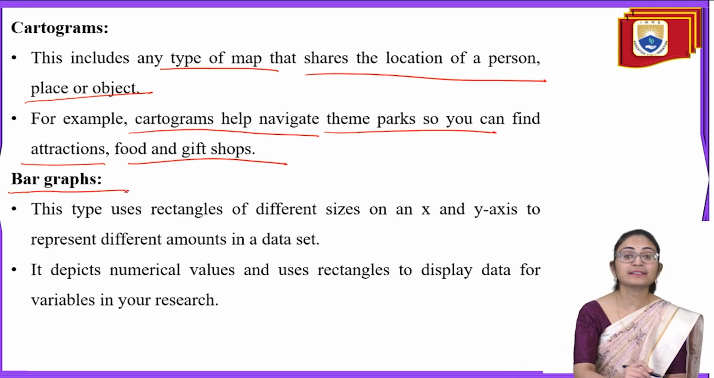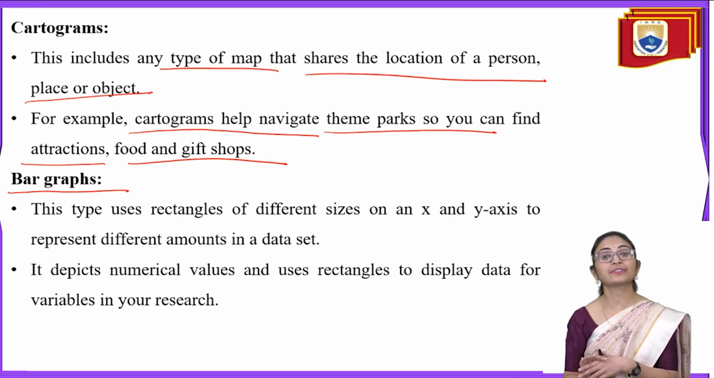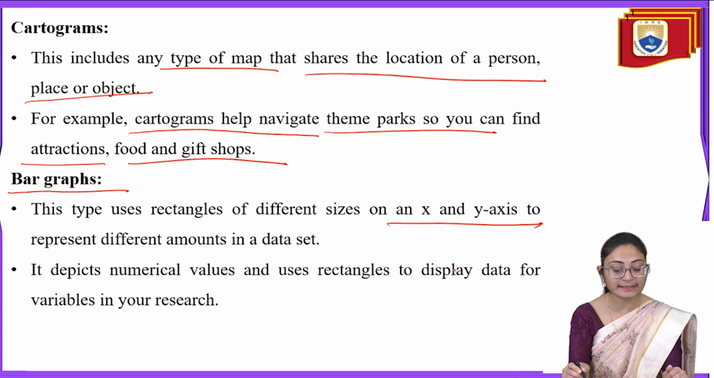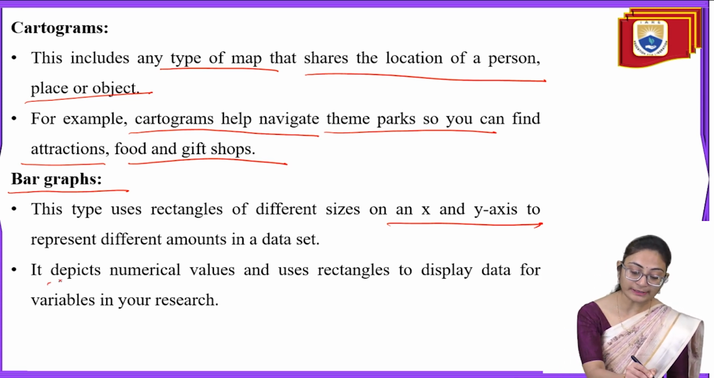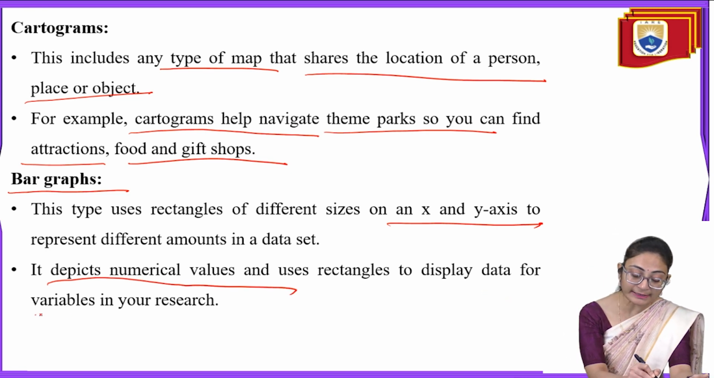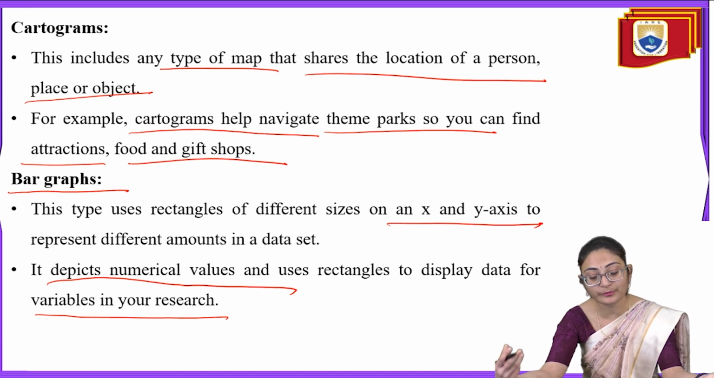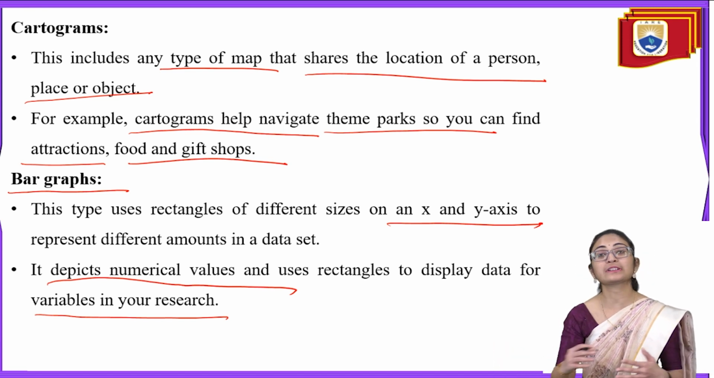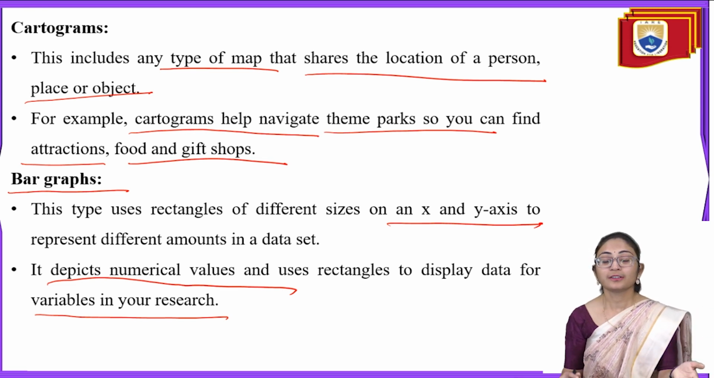Then the next one is bar graphs. This type of graph uses rectangles of different sizes on the x and y axes to represent different amounts in a data set. So it depicts the numerical values and uses rectangles to display data for variables in your research. With cartograms, you will show the data in the form of different types of maps. With bar graphs, you will show the data in the form of rectangles which are available on the x-axis and the y-axis.